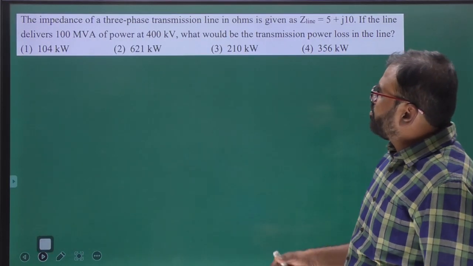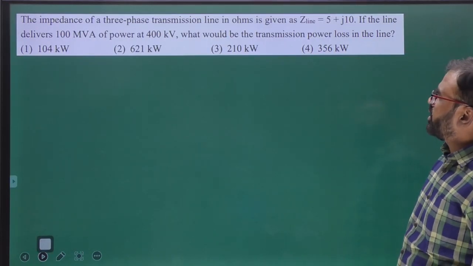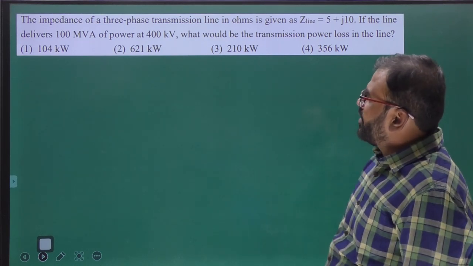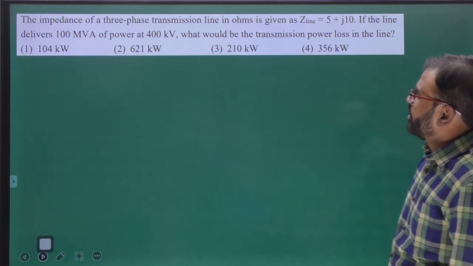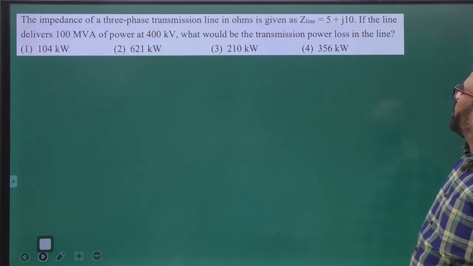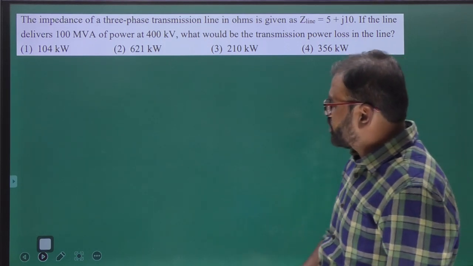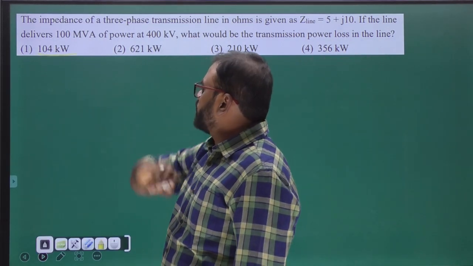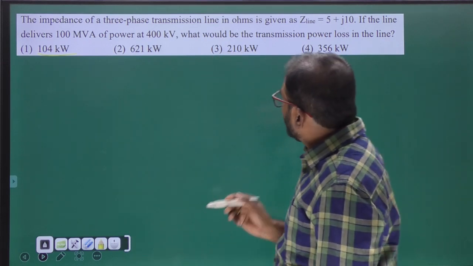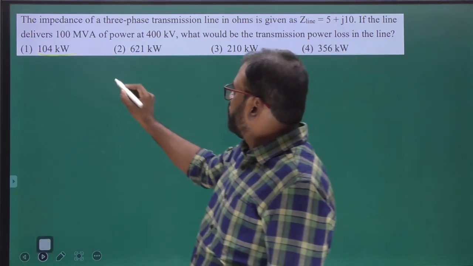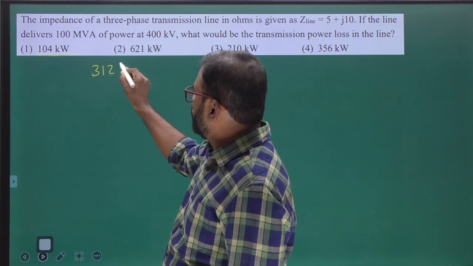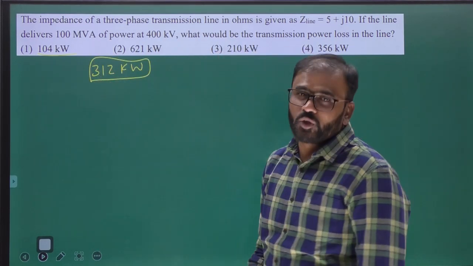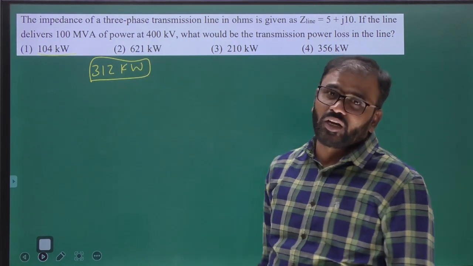See this question. The impedance of a three-phase transmission line in ohms is given. If the line delivers 100 MVA of power at 400 kV, what would be the transmission power loss in the line? For this question the given answer is 104 kilowatts, but the original answer is 3 times that. We will get 312 kilowatts. Let me explain why we get 312 kilowatts and why they gave 104 kilowatts.